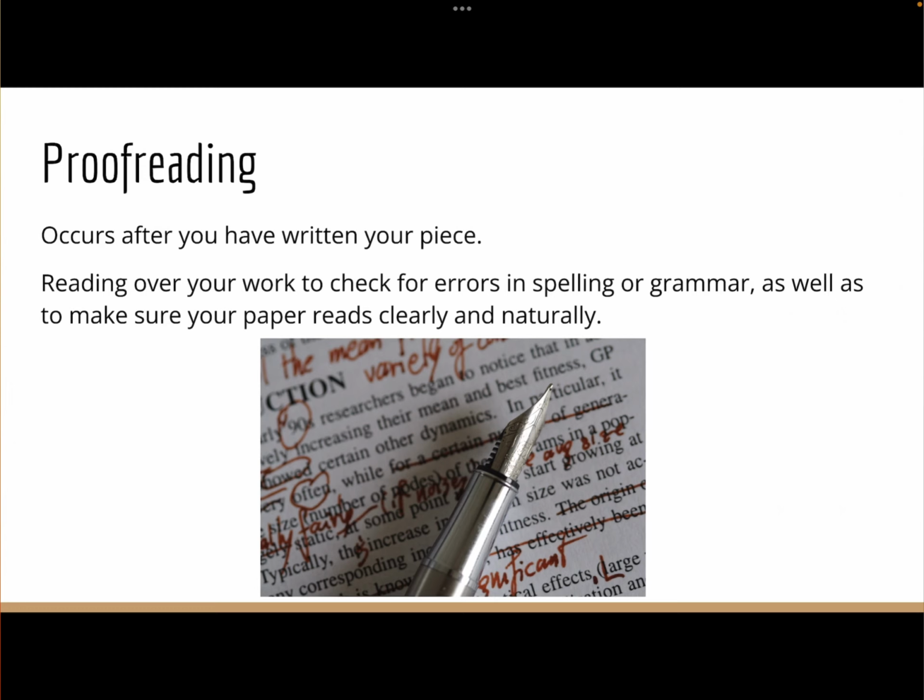So when you're proofreading, this is what's happening after you've written. It's when you read over your work to check for errors. Usually this would be things like your spelling, your grammar, and then it's also helpful reading it to make sure that your paper reads clearly and naturally.